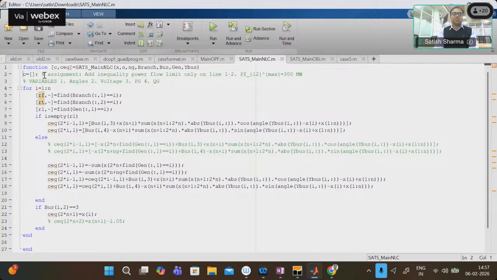So I have defined C equals to non-linear inequalities, and I have defined CEQ with this particular piece of code, few lines of the code. So let's see if this is working fine. Just a second.